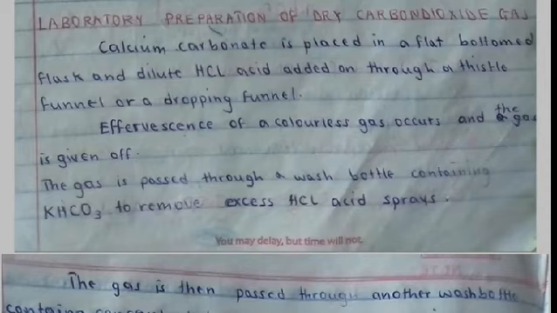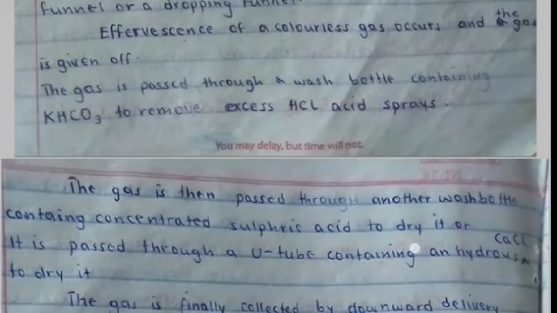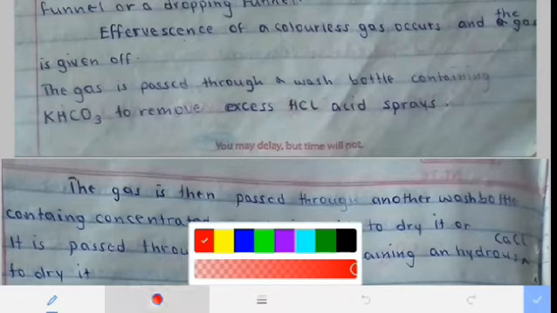Now let us see the laboratory preparation of dry carbon dioxide gas. We have seen how carbon dioxide gas is prepared, so we need to see how you prepare dry carbon dioxide gas. It is the same procedure. You get calcium carbonate, you put it in a flat bottomed flask, then you add dilute hydrochloric acid, then effervescence occurs. After the effervescence, the gas is passed through a wash bottle containing potassium hydrogen carbonate. This potassium hydrogen carbonate is to remove excess acid sprays.